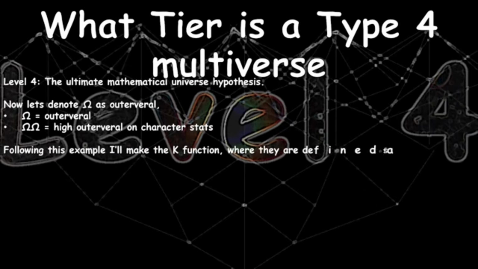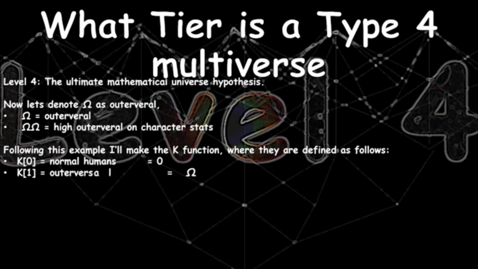Following this example, I'll make the K function. It will be defined as follows. K of 0, normal humans, is 0. K of 1 is altiversal, or capital omega. K of 2, high altiversal on character stats and profile, is capital omega, capital omega.